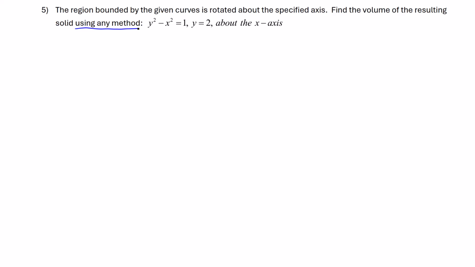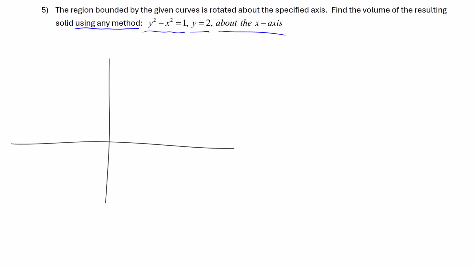Now the curves given are as follows: y squared minus x squared equals 1, y equals 2, and it says about the x-axis. Well, as usual, let's start with a bit of a picture to help understand what this region actually is. So I'm going to draw just a basic horizontal and vertical set of axes, x-axis horizontally, y-axis vertically. We're going to have to remember a couple things.